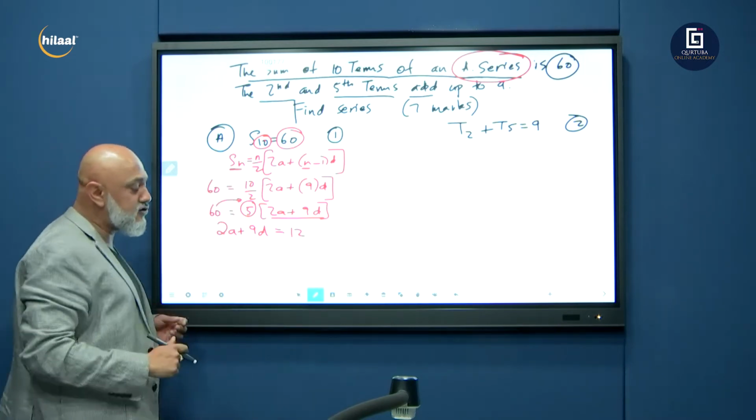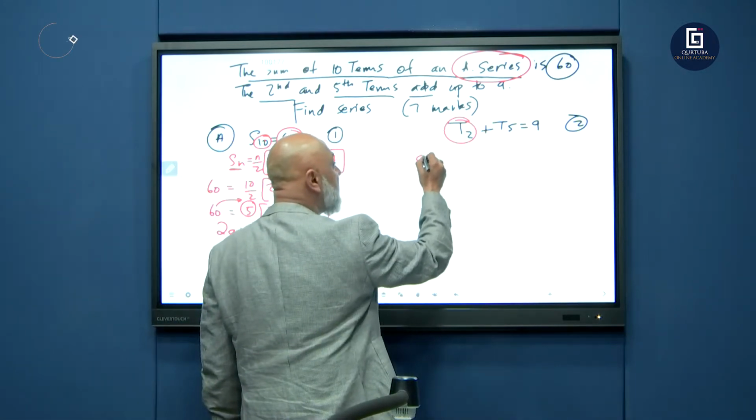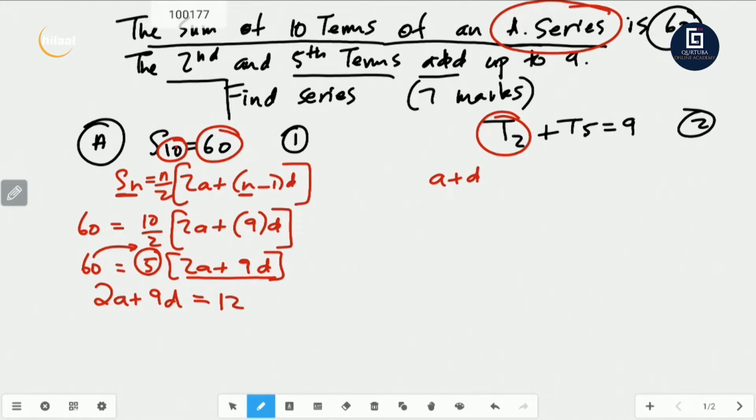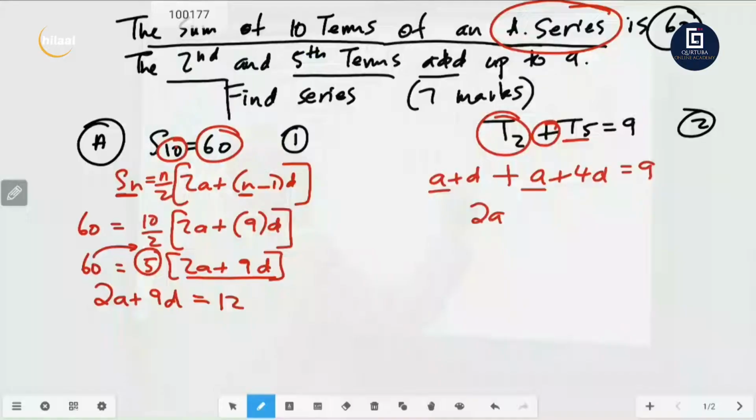Let's go there on T2 plus T5. What is term 2 known as? Term 2 is known as a plus 1d. Remember from our mind map from the previous show? T2 is a plus 1d. Plus T5, which is a plus 4d, is equal to 9. And there's your second equation. Let's collect our like terms: 1a plus 1a is 2a, plus 1d plus 4d is 5d, is equal to 9.